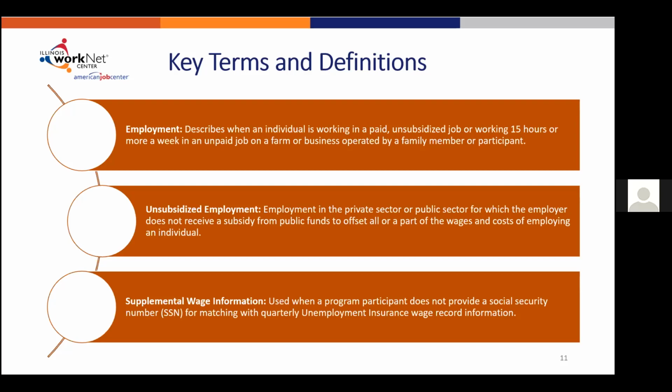The other type of wages and employment that does count, it's not unsubsidized, but it's supplemental wage information, and it's pretty much for those employees of businesses or employers who don't report the wages to IDES. So we're not getting that direct wage match or wage upload for them. So there's certain things that need to take place when you have a participant who is working for themselves, they're self-employed or something like that.